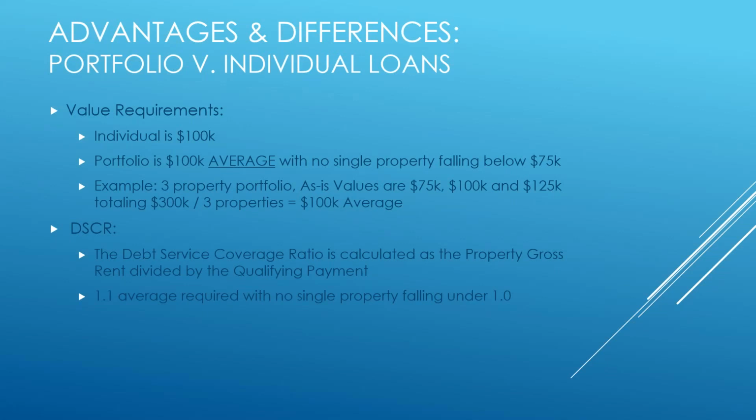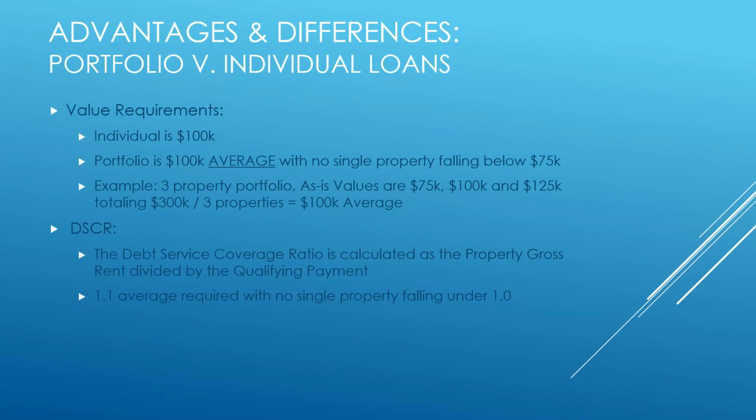It's an equity pay down of the existing mortgage. That's where all that money's going. Some of the other differences we're going to have when it comes to underwriting guidelines: our standard minimum value requirement or purchase price for an individual loan on the 30-year product is $100,000.